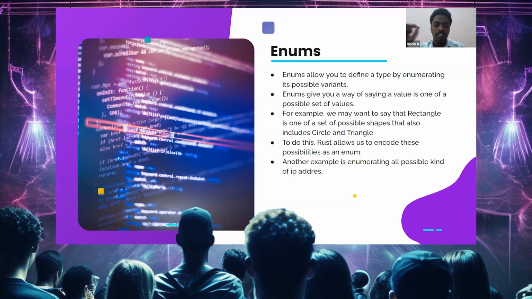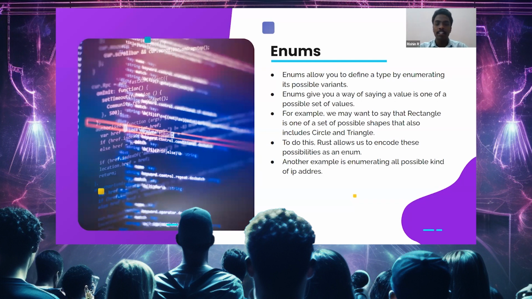So you might have heard IP address has got two different kinds of version, 4 and version 6. In IPv4, we have a different set for the IP address, and in IPv6, we have a different set. So in order to define a list of different types that you need to specify inside a particular abstraction or an entity, we use an enum. Okay. So enums give you a way of saying a value is one of a possible set of values.